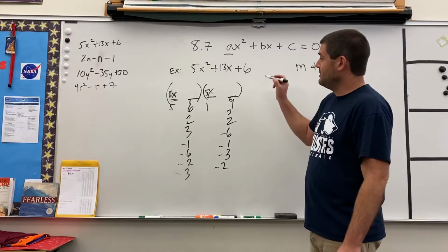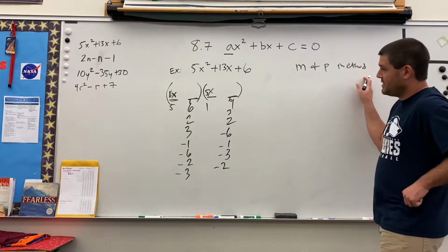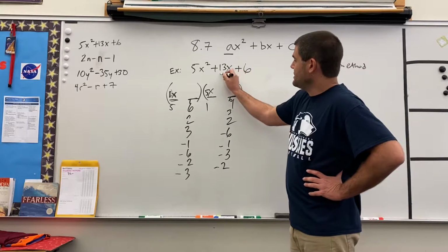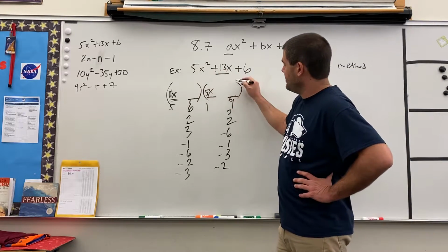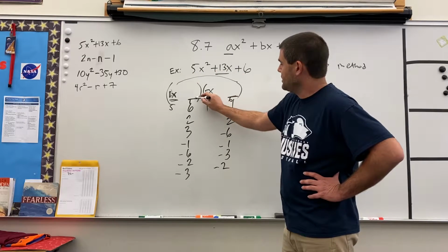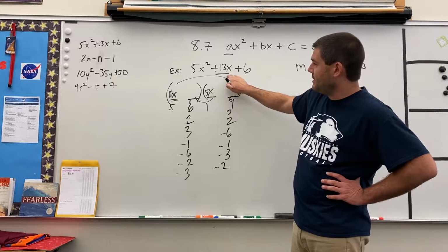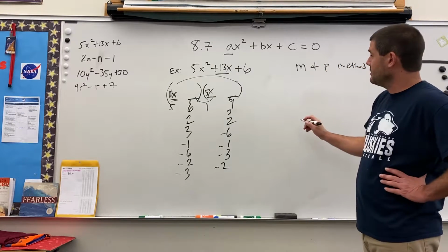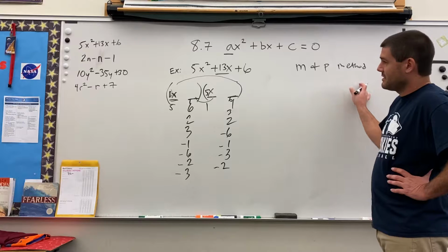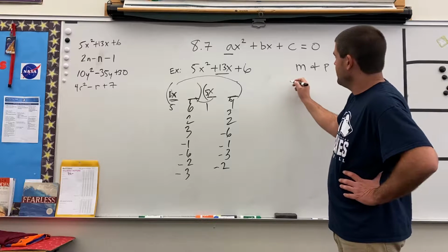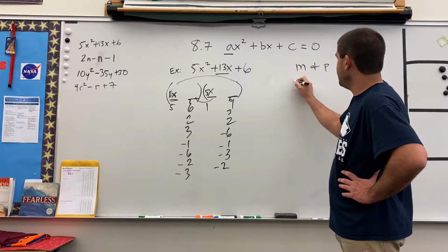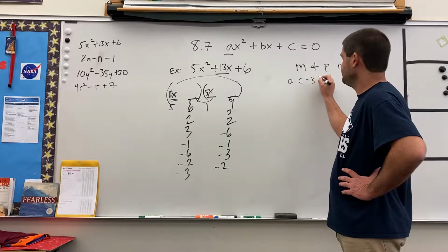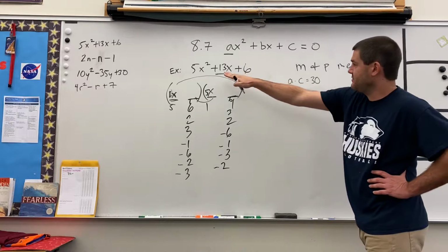So every other odd. So let's talk about this M and P method. We know that this is our middle guy. So this guy times this guy plus this guy times this guy needs to add up to this 13. Well, we could sit here and guess all day long, or we could use this M and P method. This is what it basically says. Find out what A times C is: 30. If you look at it, it's 5 times 6.